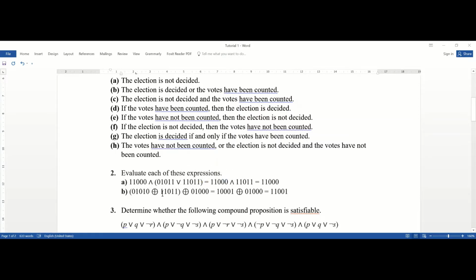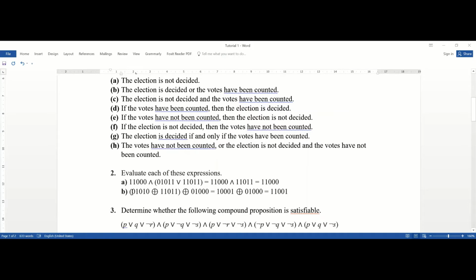0 XOR 1, that's 1. 1 XOR 1 is 0. 0 XOR 0 is 0. 1 XOR 1 is 0. 0 XOR 1 is 1. So we have 1, 0, 0, 0, 1. Sorry, I got confused, it was a bit different from what I achieved.